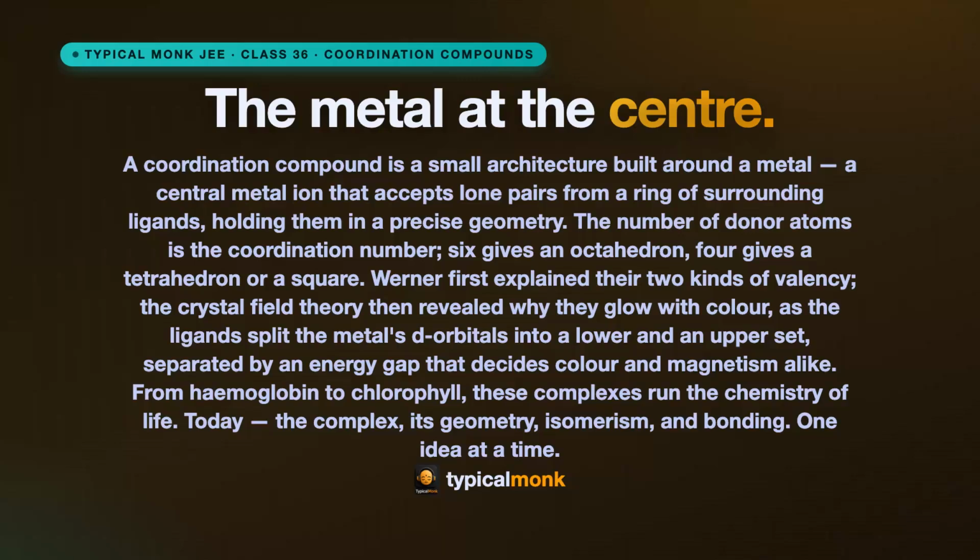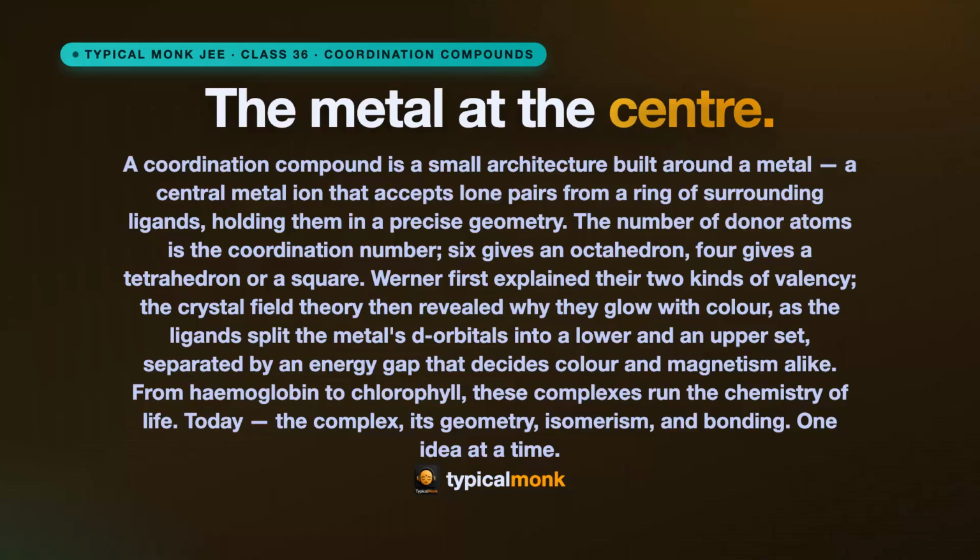A coordination compound is a small architecture built around a metal, a central metal ion that accepts lone pairs from a ring of surrounding ligands, holding them in a precise geometry. The number of donor atoms is the coordination number. 6 gives an octahedron. 4 gives a tetrahedron or a square. Werner first explained the two kinds of valency.